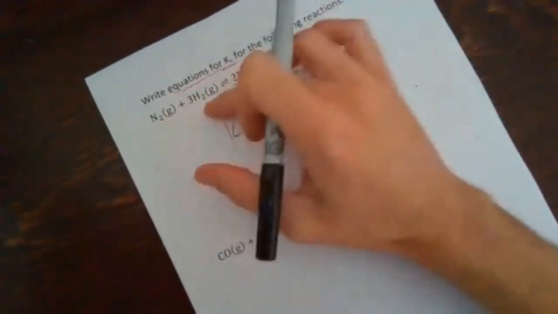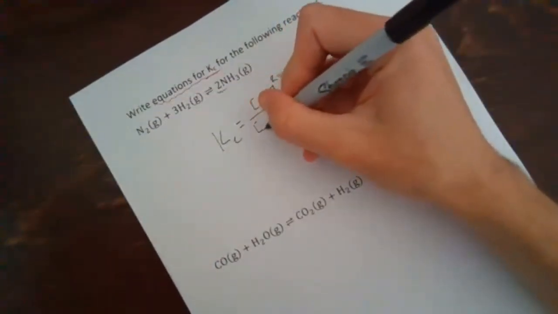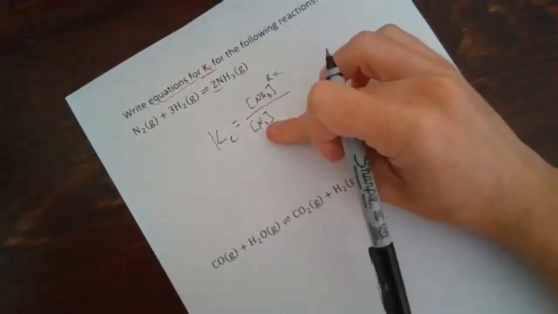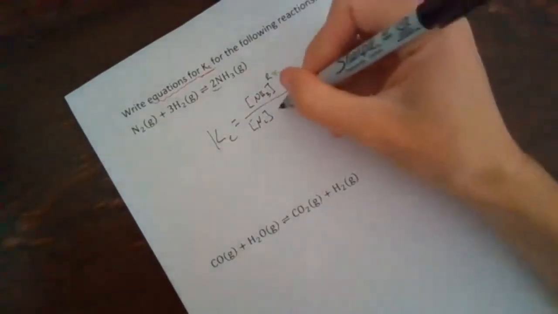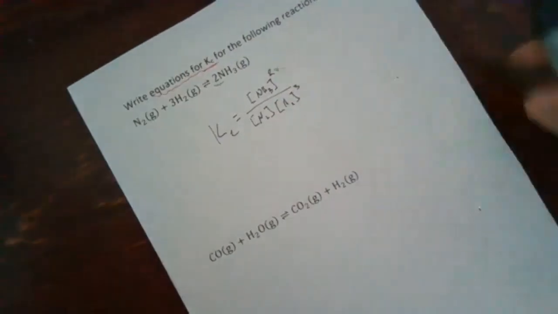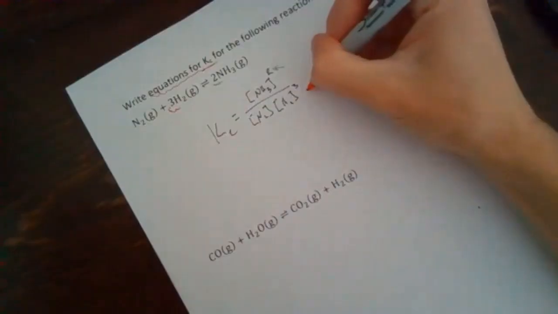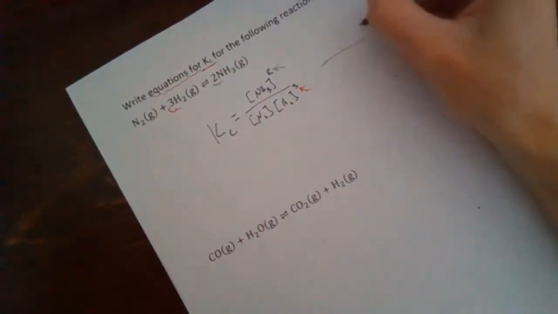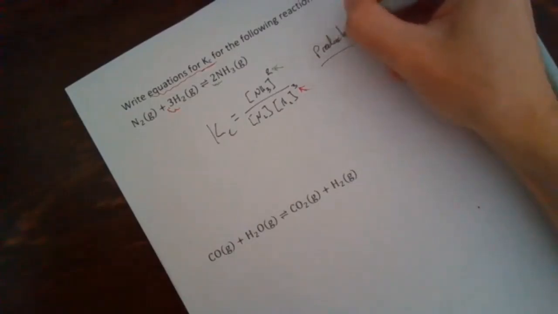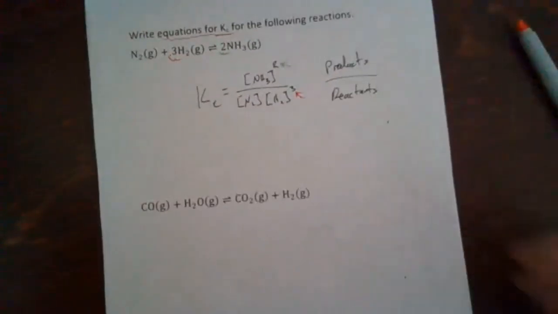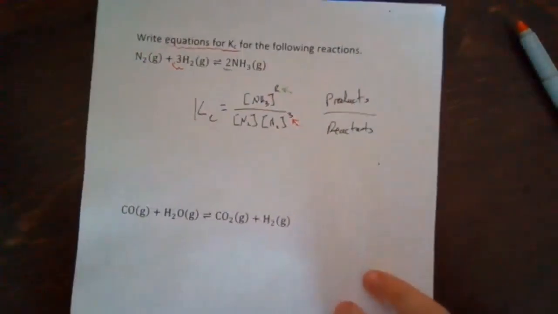Similarly, on the bottom, I put my reactants. So the concentration of N2, the coefficient there is 1, so just an exponent of 1, so we don't write it. And then H2, and that gives me a 3. We can see there's the 3 that shows up right there. But you can see the general idea is it's always products over reactants. So that's going to be my general shape, and I just write the concentrations for each thing.